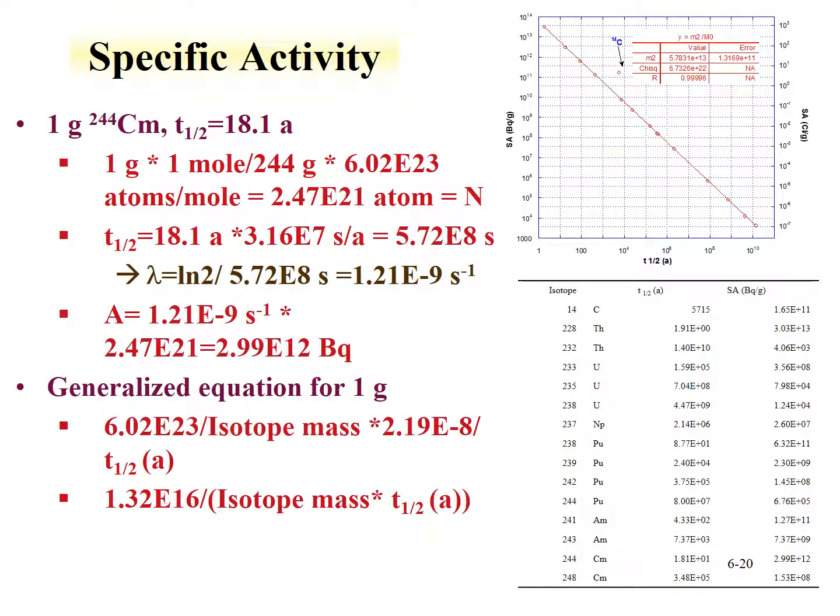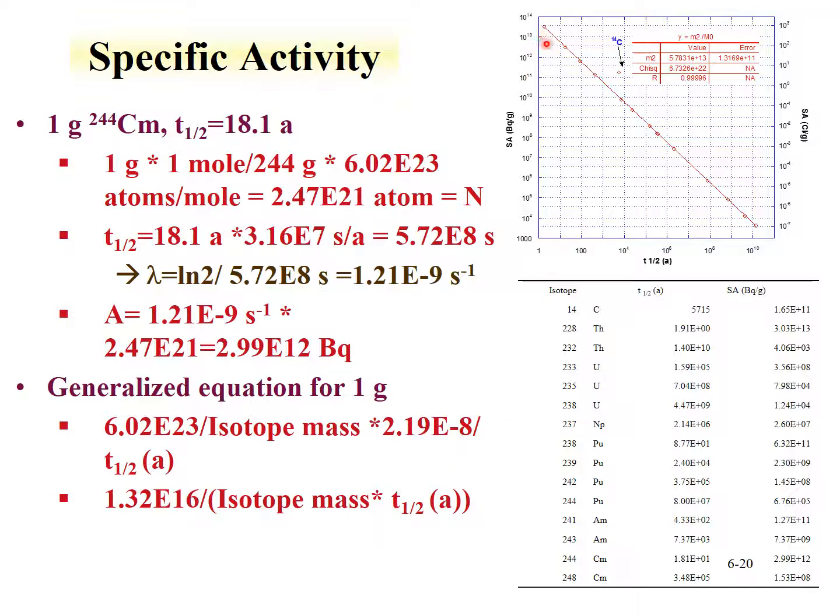We can get specific activities as a function of mass for any isotope we're interested in. Here's the equation for curium-244. As we see, the half-life is 18 years. We do the same thing, 1 gram of curium-244, so many atoms. The half-life, let's get the half-life in seconds, and log 2 divided by that. Activity equals lambda N. We can get a generalized equation for this, where the specific activity for 1 gram is equal to this value divided by the isotope mass times the half-life.